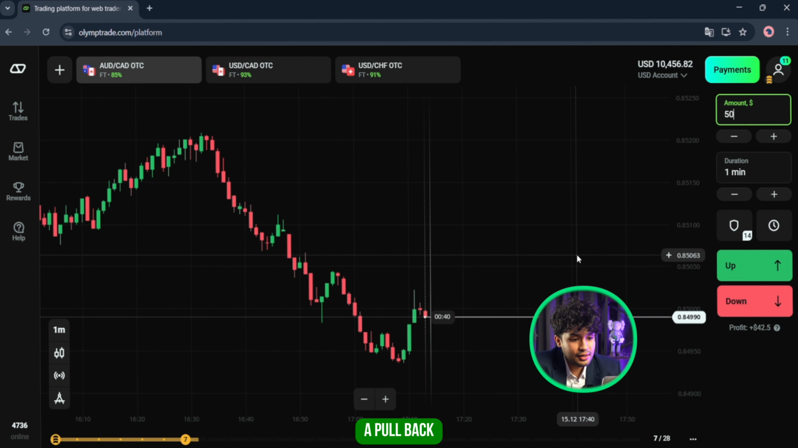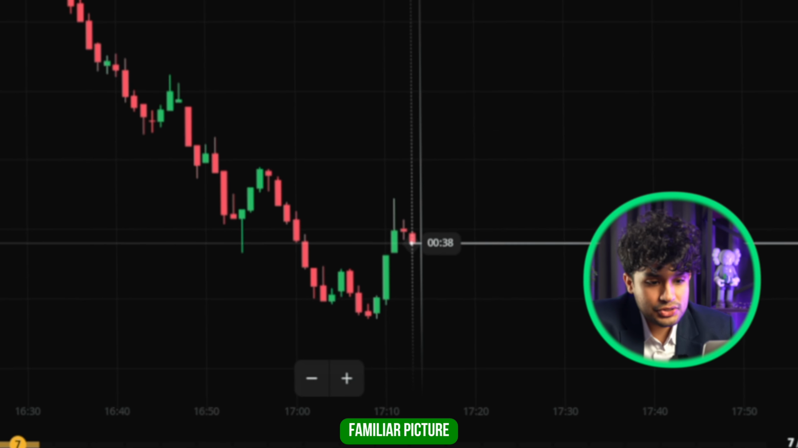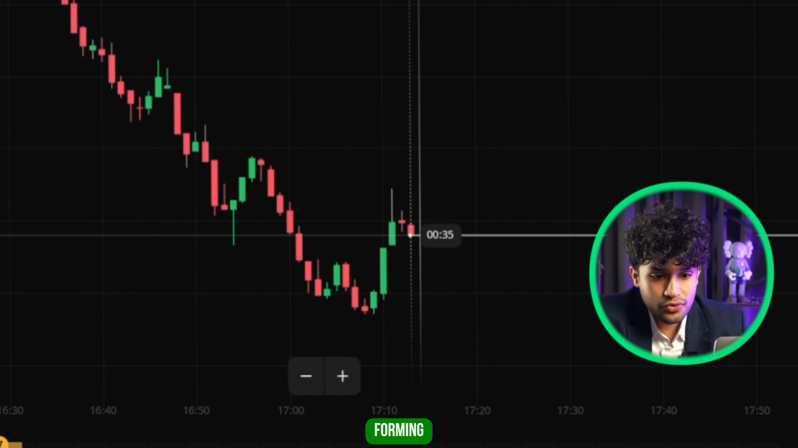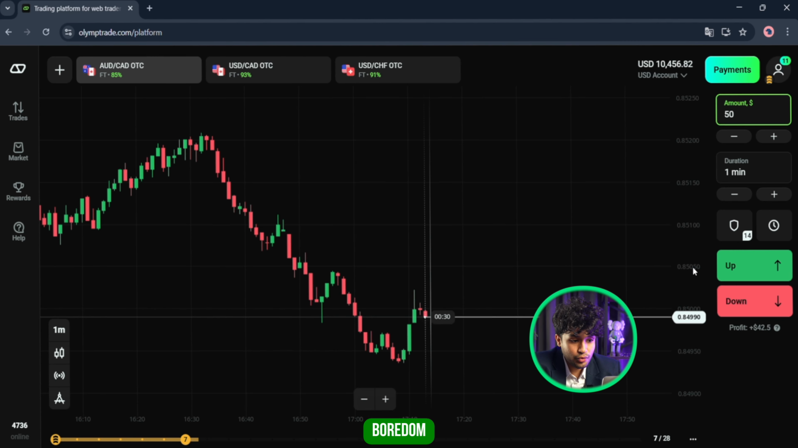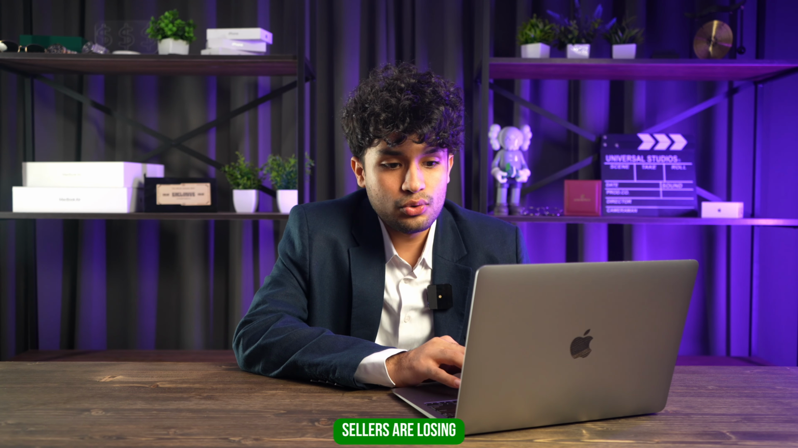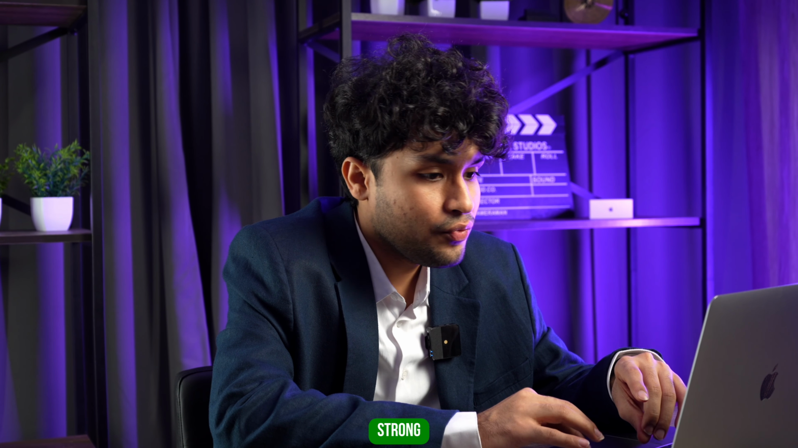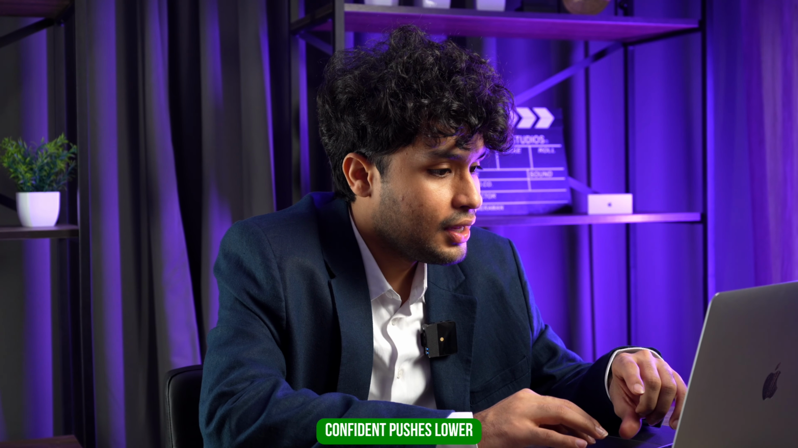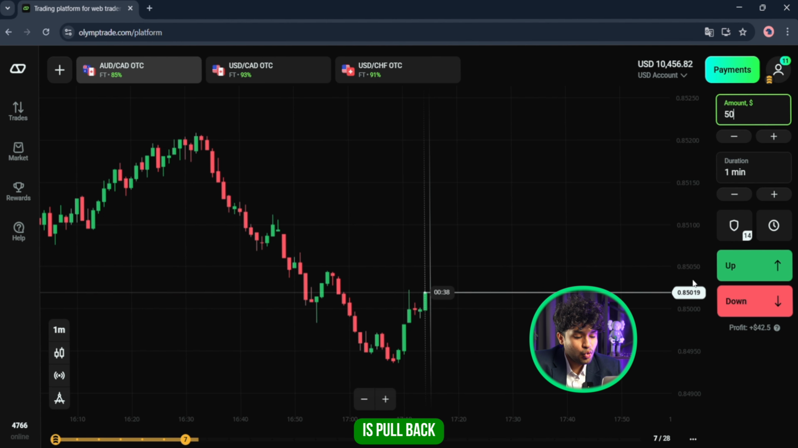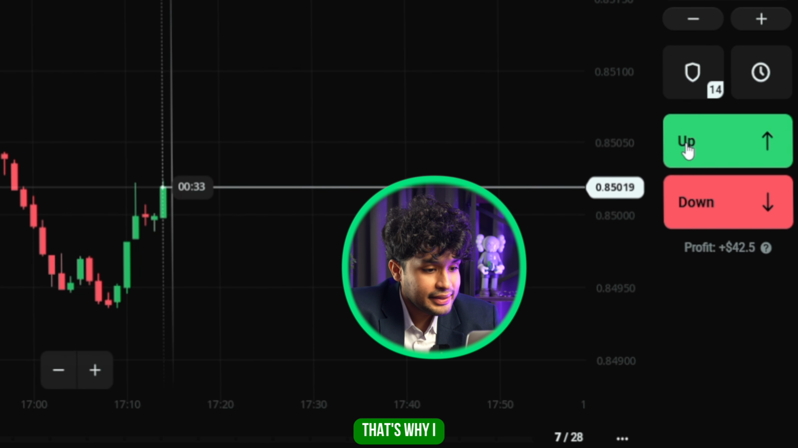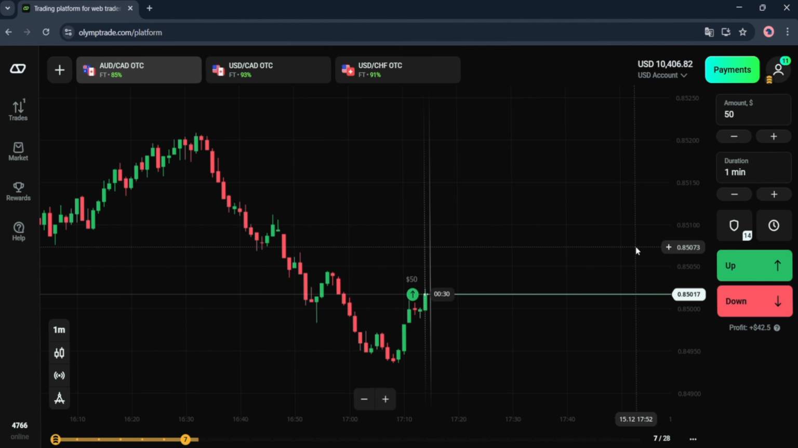Now we have a pullback, and the market is showing a familiar picture: instability, short candles forming. A lot of people panic here or start clicking trades out of boredom. But I read it differently. Short candles after a pullback often mean the sellers are losing momentum. If sellers were strong, we would see confident pushes lower. Instead, the market is stalling, more like it's building energy for another move. So the logic is: pullback happens, sellers can't extend, price starts gathering strength. That's why I enter up with $50.